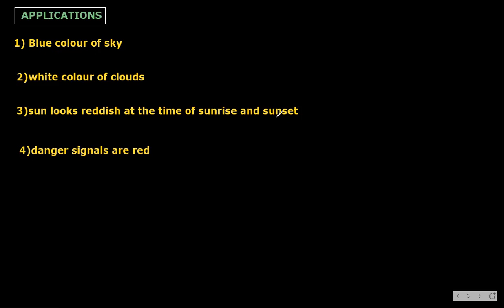Understand? Next one, danger signals are red. Why are danger signals red? Because the wavelength of red color is more, and that's why it does not get scattered as much. So that's why even in fog conditions we can see that signal, and so there is no chance of accident at the signal point.